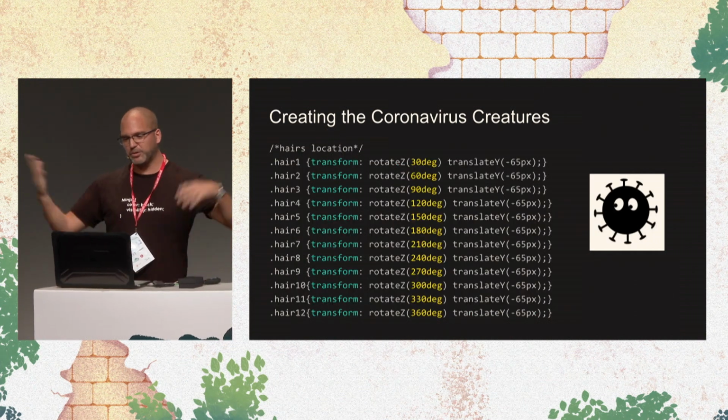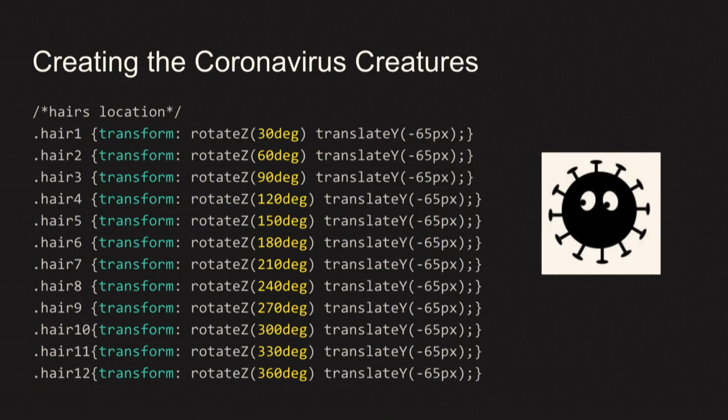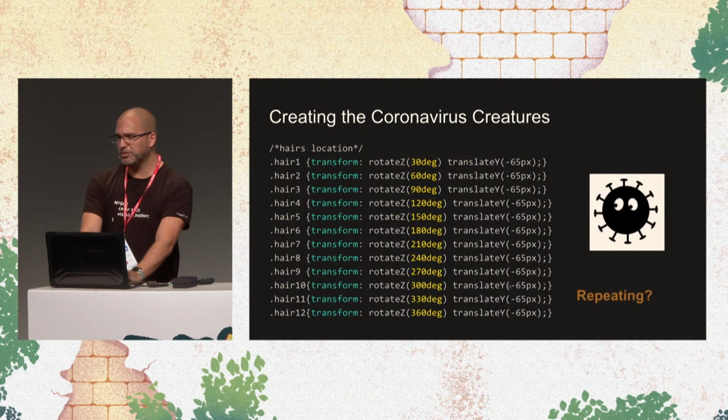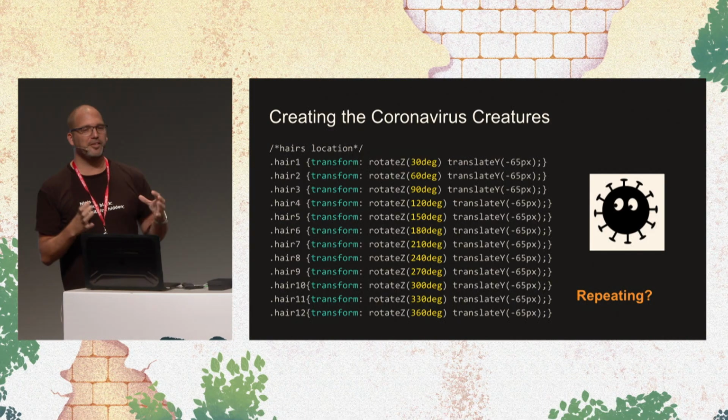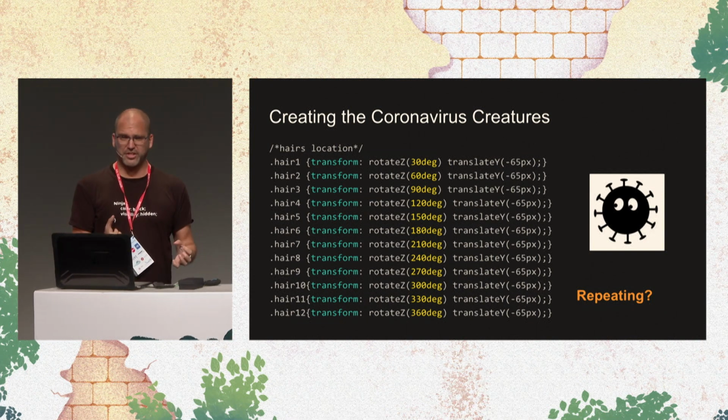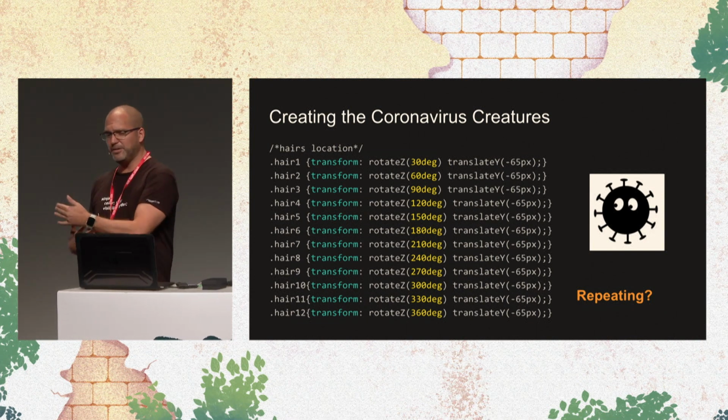And in this way, I just located all the corona hairs around the coronavirus creature. As you can see, different rotate Z value and the same translate Y value. But as you can see here, we have a lot of repetition, and we as web developers don't love to create repetition. How can we do it in another way?